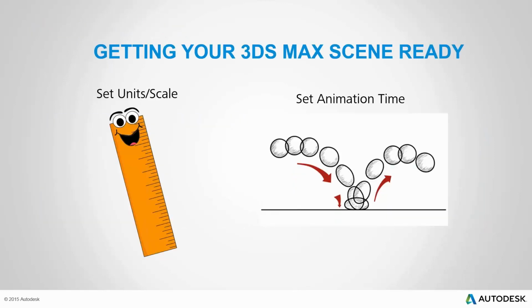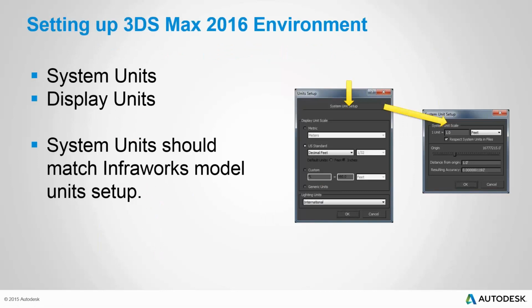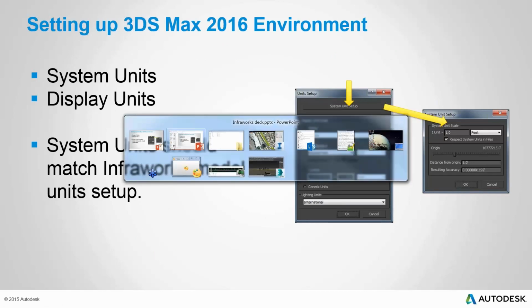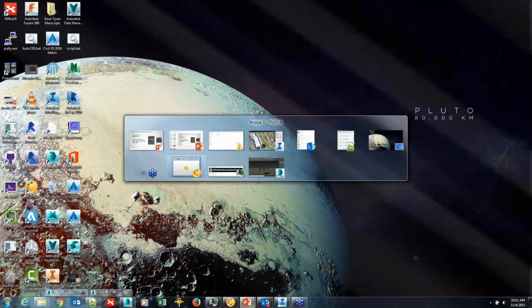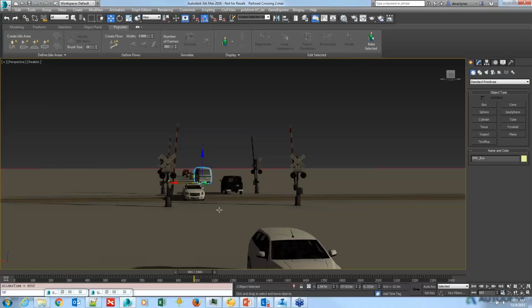All right, so the first thing we want to do in 3D Max is get the scene ready for the geometry. So we're going to set our units and make sure our scaling is right. We're going to set up the animation length, and then we're going to set our renderer up so that the materials come in like they're supposed to. All right, so I'm going to hop over here to 3D Max.